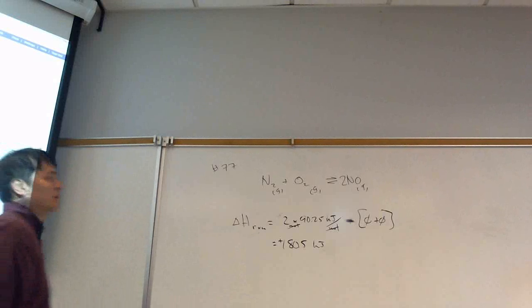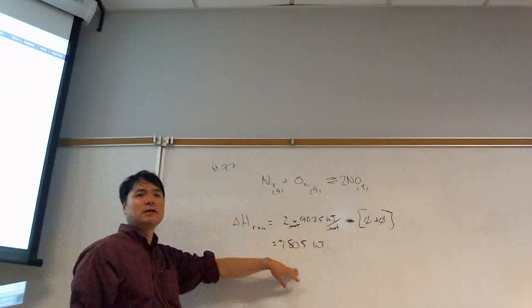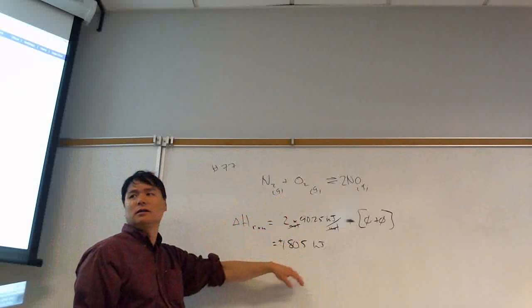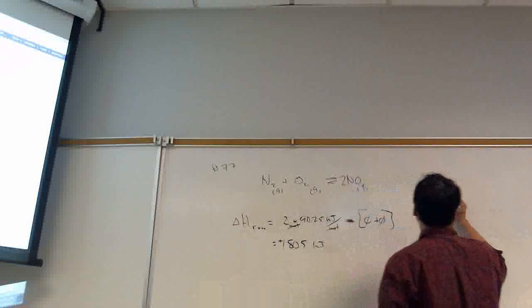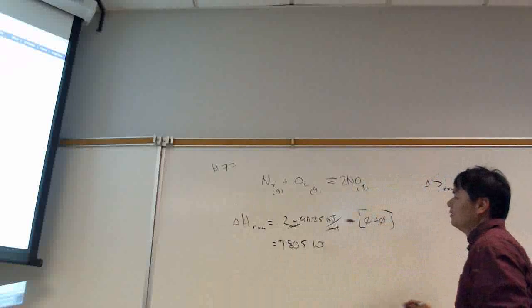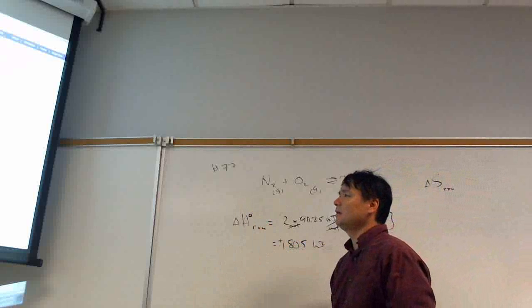This is an endothermic process. So far, this says nitrogen shouldn't burn because of entropy. Now let's go ahead and get the entropies for this. So delta S for this reaction. Oh, this is under this. What does this little 0 mean again?